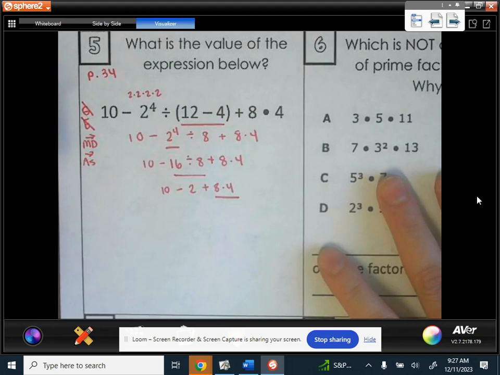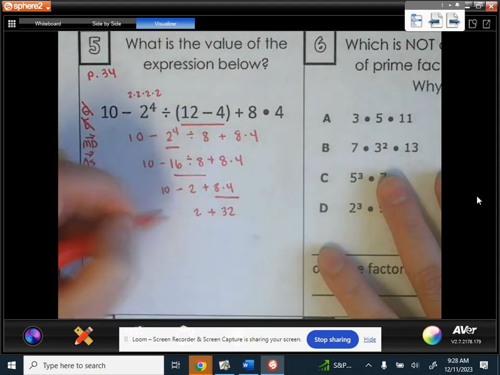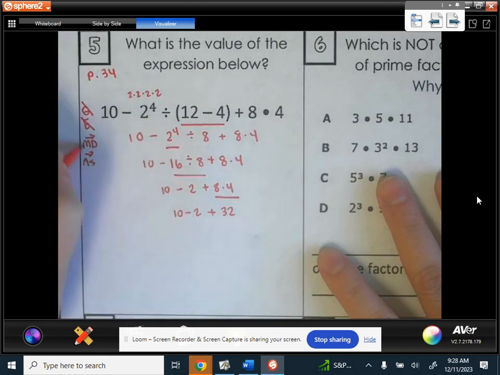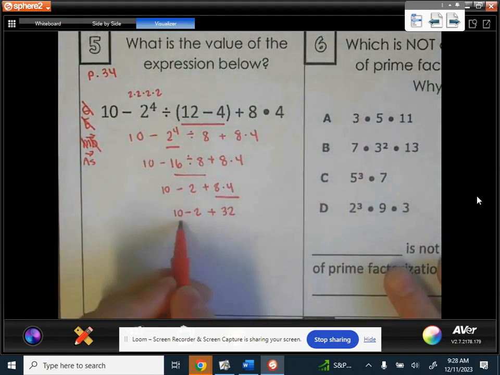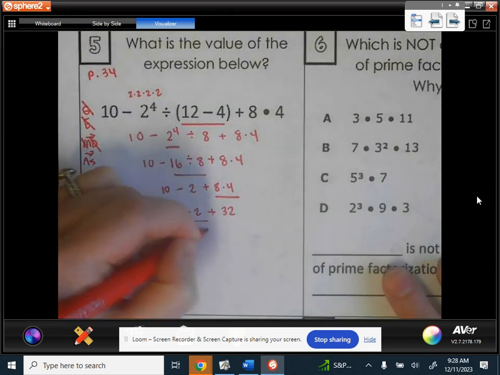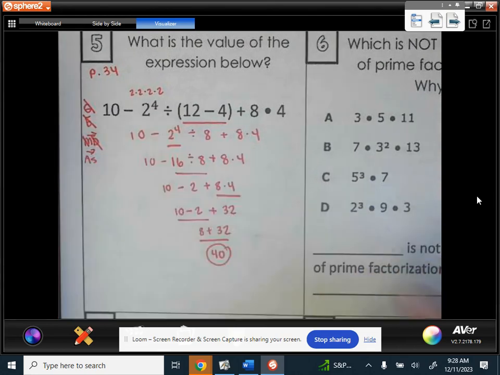I've still got some multiplication. 8 times 4 is 32. And then last but not least, we add and subtract from left to right. So 10 minus 2 is 8. And 8 plus 32 is 40.